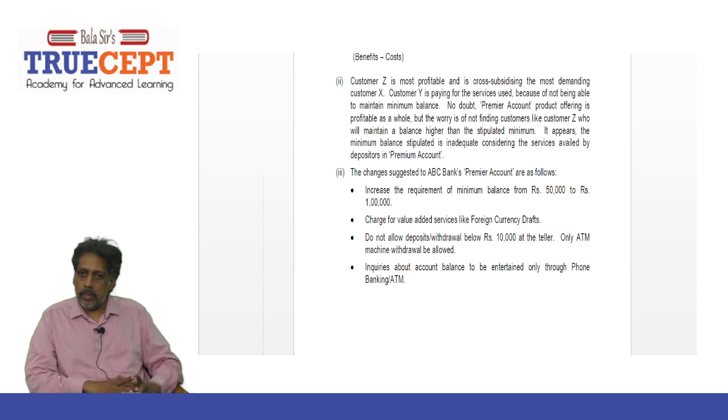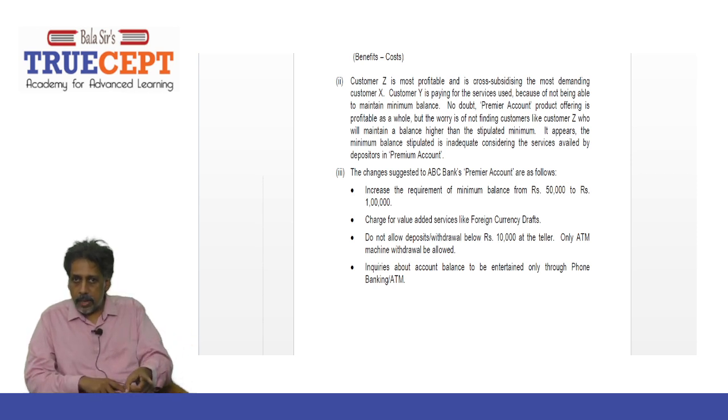You saw that this doesn't happen anyway. In today's world, people do not go to the bank, right? It's all on your mobile phone, right? So over here they say that since in this sum we have a teller, just tell the customers below 10,000 rupees, please don't come and trouble us in the bank. You do it through ATM. Next. Then inquiries about account balance to be entertained only through phone banking or ATM. Again, nowadays you don't have to inform, right? It's happening that way.